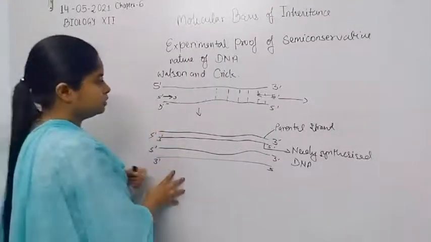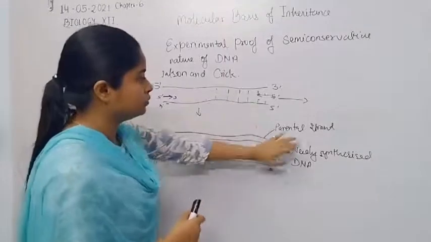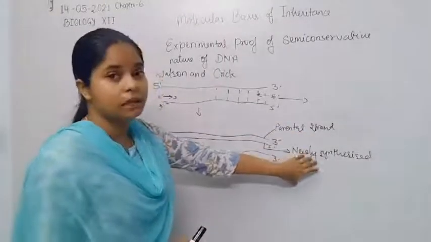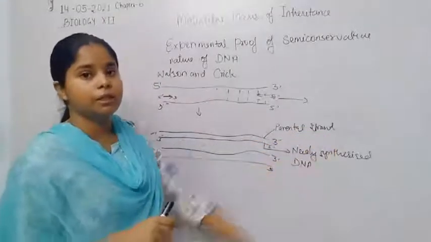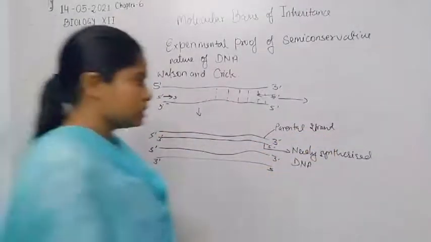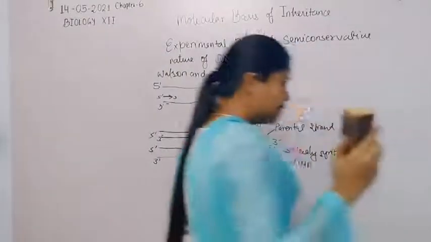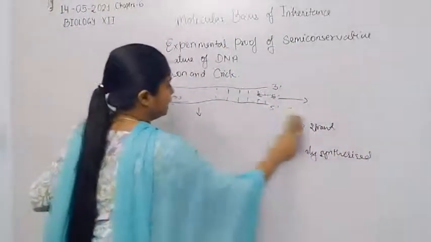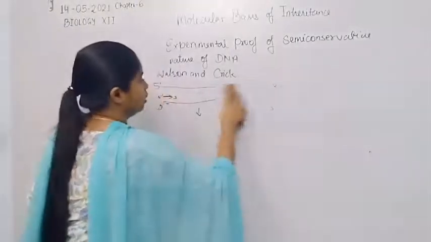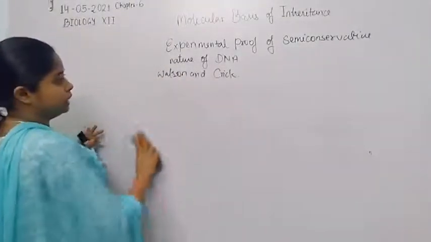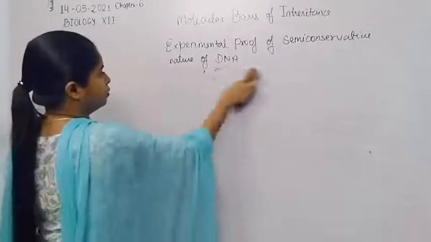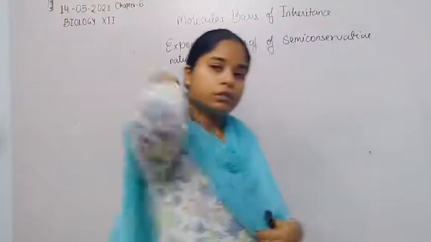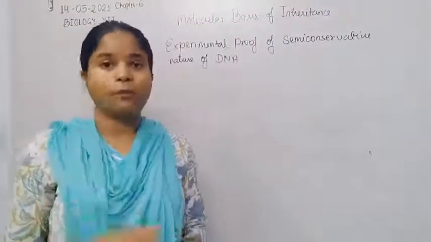On the basis of the presence of one parental strand and one newly synthesized strand, the DNA is said to be semi-conservative in nature. Now let us discuss the experiment done by Matthew Meselson and Franklin Stahl in 1958 to prove the semi-conservative nature of the double helical structure of the DNA molecule.